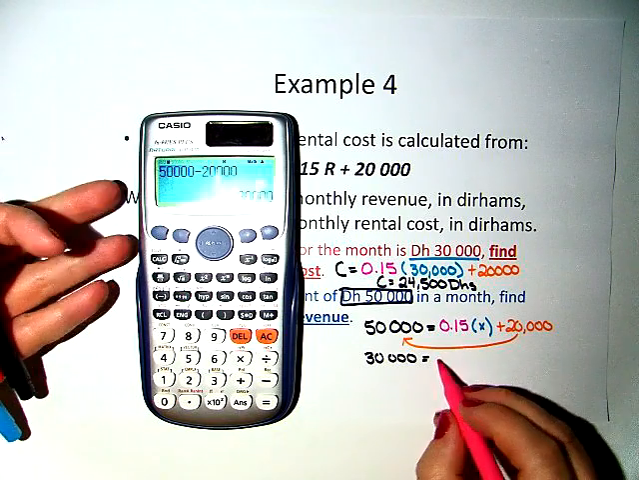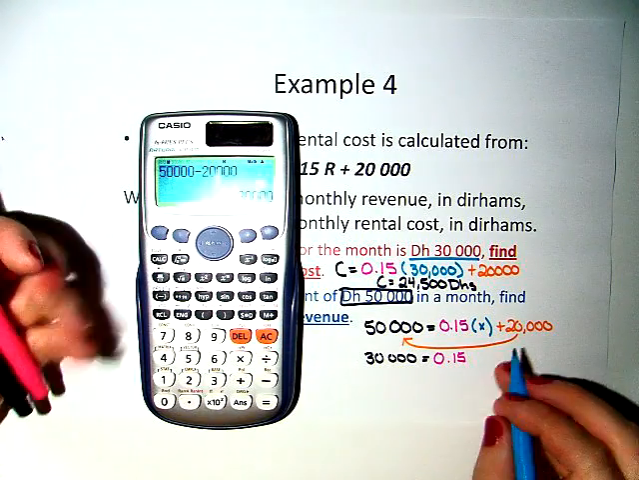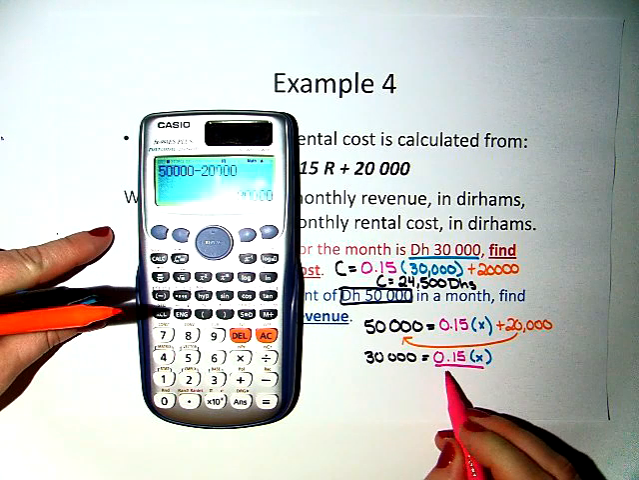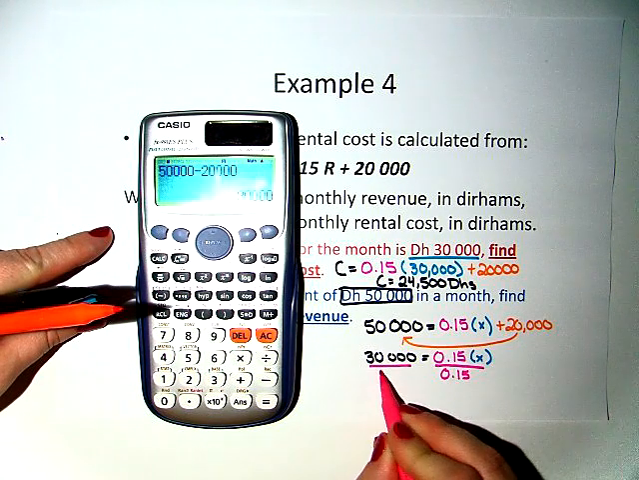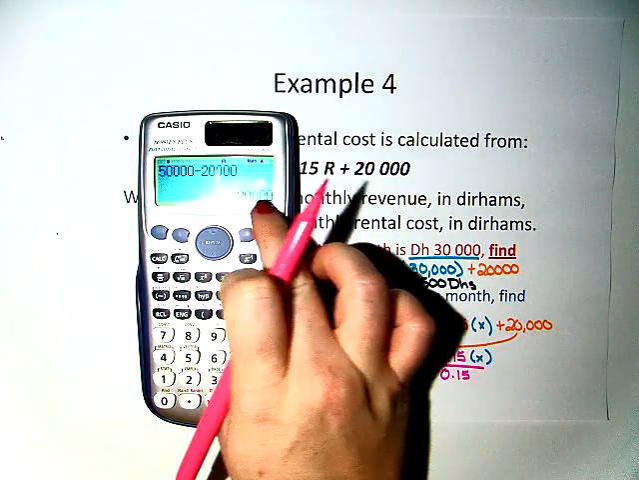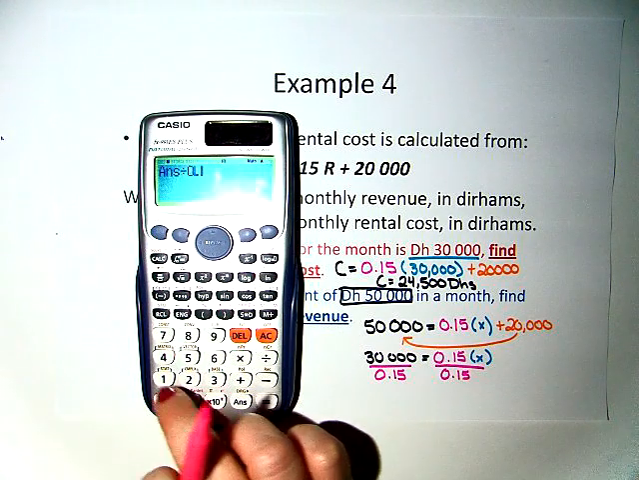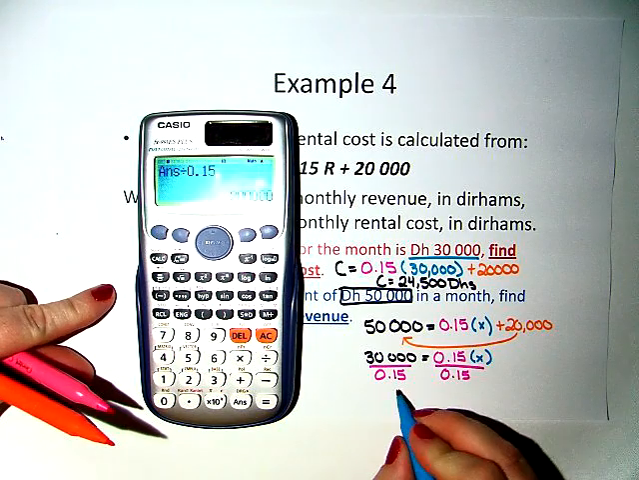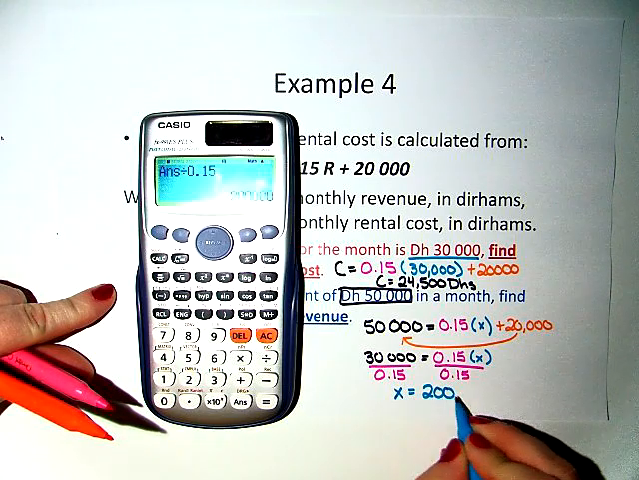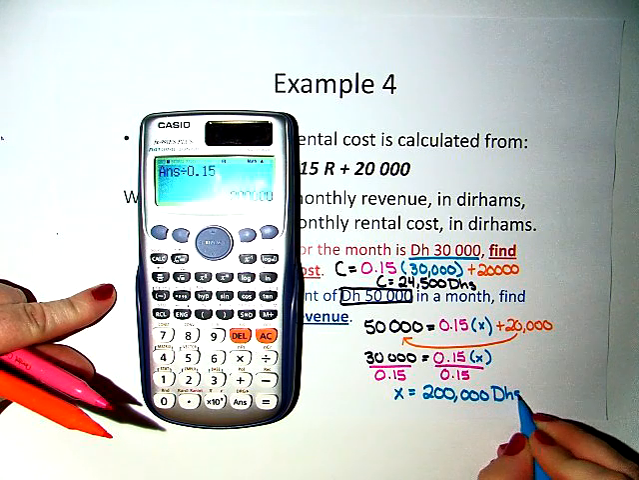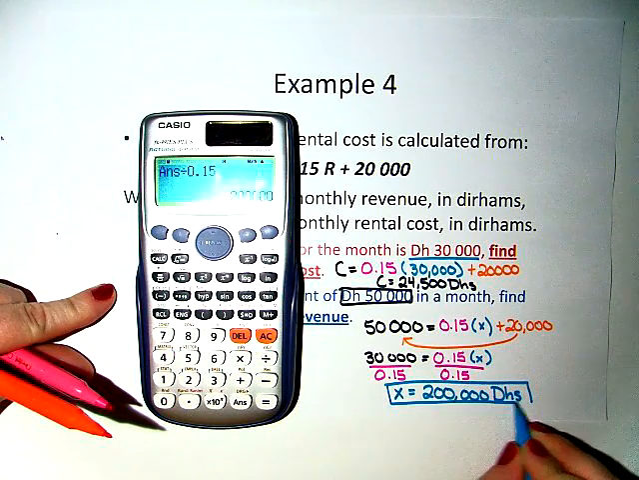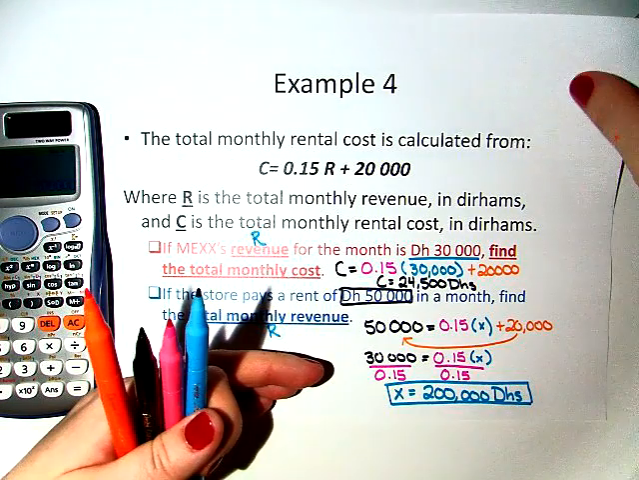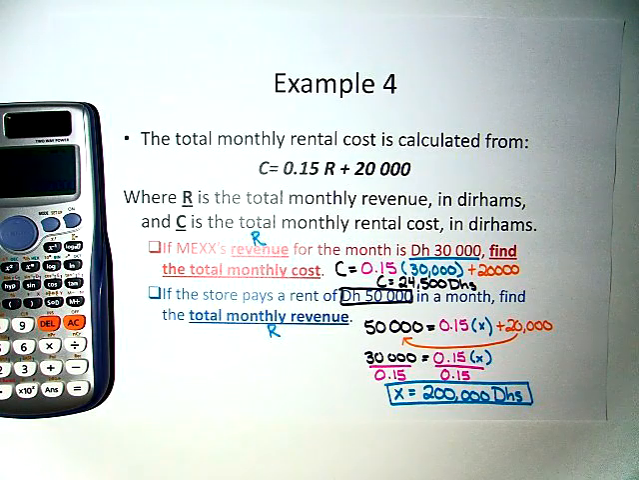And 30,000 equals 0.15 times my x. In order to solve for x, we need to divide by 0.15. So I'm going to take the answer I just got and divide by 0.15, and I get that my independent variable is 200,000 dirhams. So the answer for the total monthly revenue is 200,000. And that's the last example for this video.